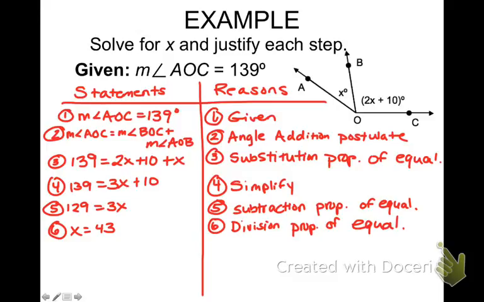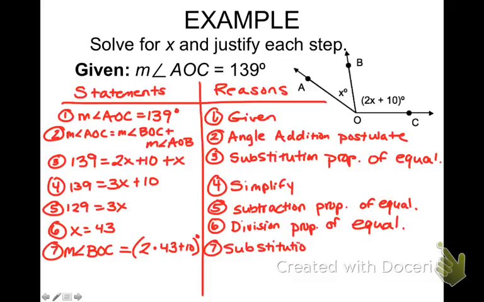Plug it in. Well, what did we say the measure of angle BOC is? 43. What was the expression for BOC? The measure of angle BOC is 2x plus 10. What am I going to substitute in place of x? 43. So I could rewrite this as 2 times 43 plus 10. What property did we just do there? Substitution. So substitution property of equality.